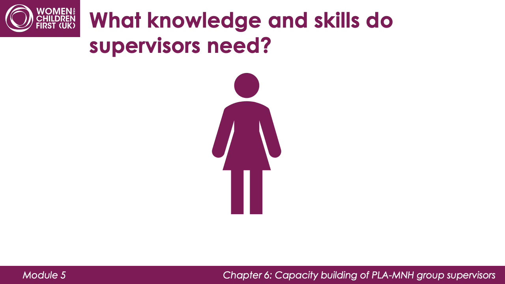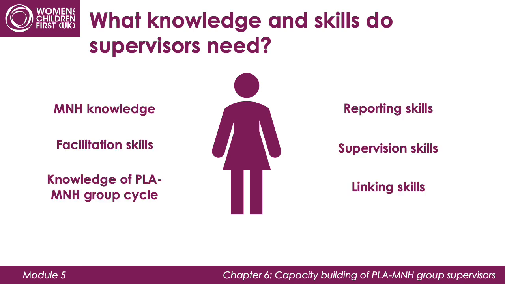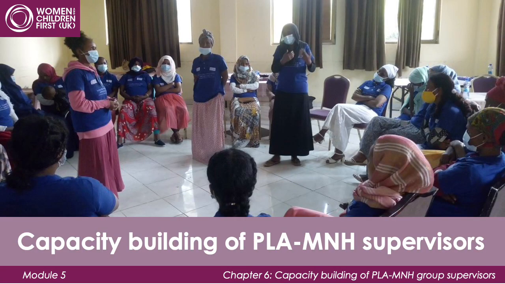Now let's remind ourselves about the knowledge and skills that PLA-MNH Group supervisors need to perform their role well. These are M&H knowledge, knowledge of the PLA-MNH Group cycle, reporting skills, and linking skills. You can revisit Module 4 for more details on these. We'll now look into the specifics of how the capacity of supervisors can be built in practice. Here we will look at the principles which managers should follow and the methods they can use. Starting with principles first.